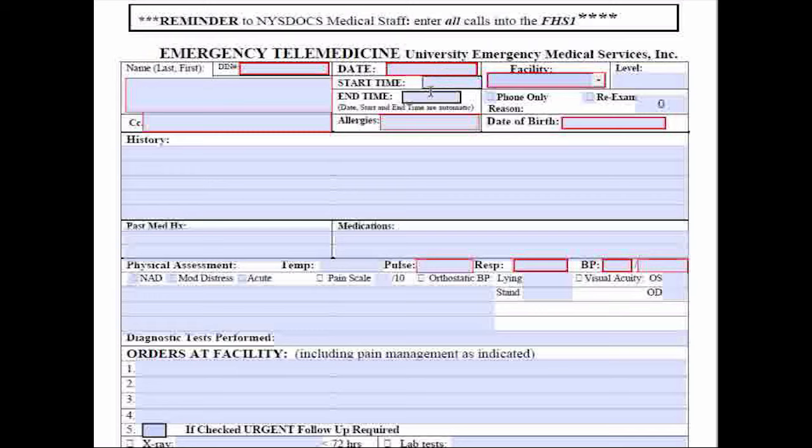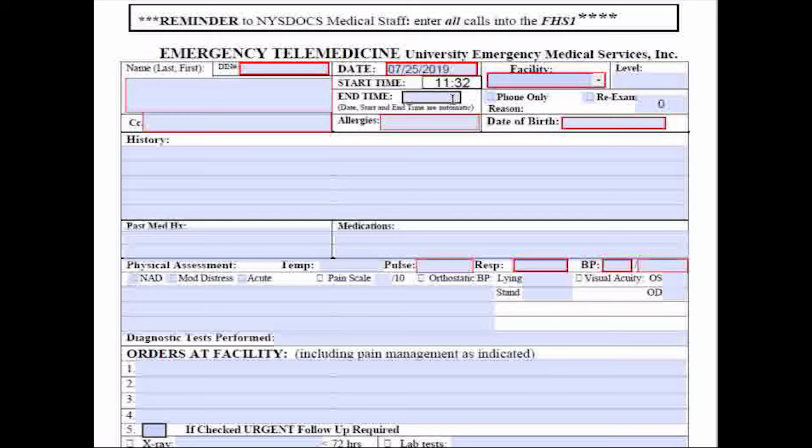Date, start, and end time are automatic fields. All that needs to be done is clicking in them. It'll give you the proper date. It pulls that information from the computer itself. Start time, and then the end time does the same thing, but please do the end time at the end of the call. Occasionally we do time studies to figure out how we're doing as far as how long these consults last, and how long it takes us to answer them.